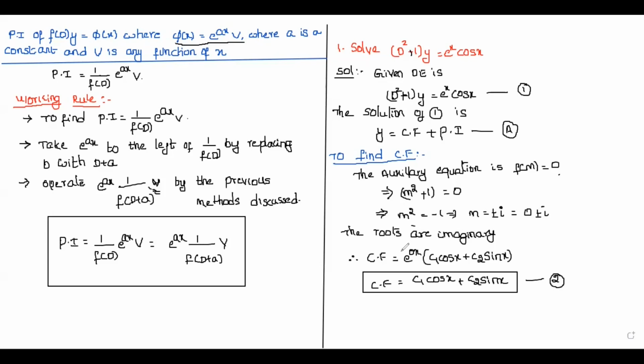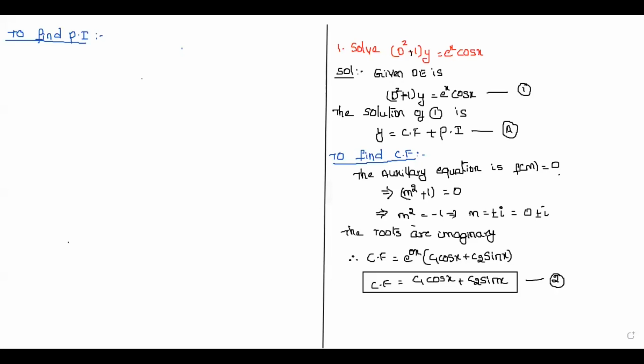If the roots are imaginary, the complementary function is given by e power 0x into c1 cos x plus c2 sin x, depending upon our alpha and beta values. Therefore, the complementary function is equal to c1 cos x plus c2 sin x. Now to find the particular integral, it is equal to 1 by D square plus 1 into e power x cos x.